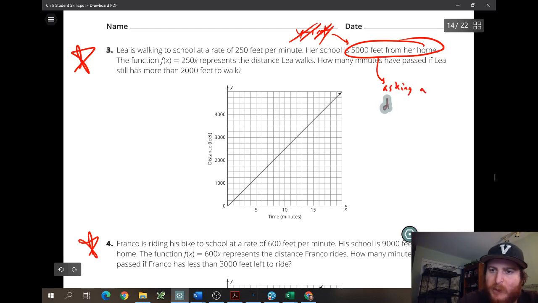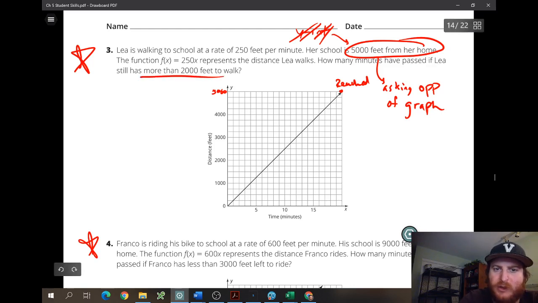So what they've kind of done is they're asking a different question than the graph. Okay, they're asking kind of the opposite of the graph. And so that's where this one gets a little bit tricky and a little bit funky and weird. So at 0, we're 5,000 feet away. Up here, this is 5,000. This is when she reached her school. So, when we read this, it says how many minutes have passed if Leah still has more than 2,000 feet to walk. So we want to kind of think the opposite. If she's 5,000 feet away and she has 2,000 feet to walk, how far has she gone? She's gone 3,000, right?